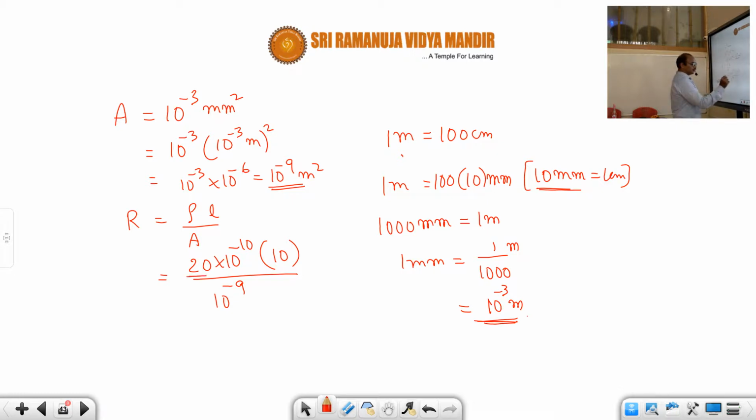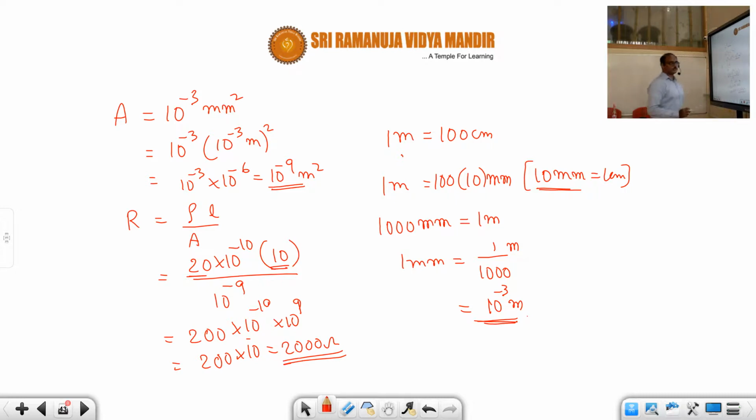Understood? So multiply 20 and 10, that equals 200, and 10 power minus 10 power minus 10, and bring this 10 power minus 9 to the numerator, then it will become 10 power plus 9. You know bases are equal, the powers can be added. 200 and again here it is 10, that equals 2000 ohms. Understood students? Here in this problem, my main intention is conversion of the units.